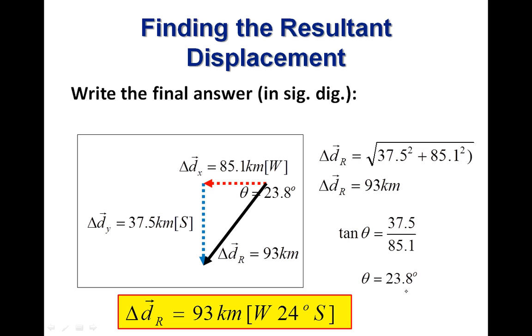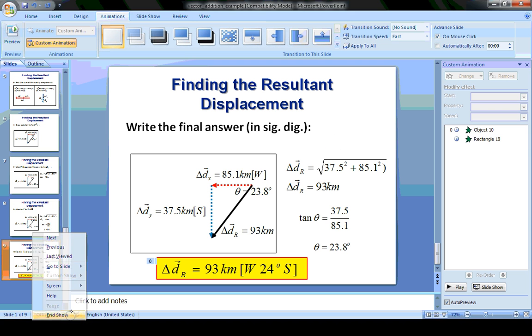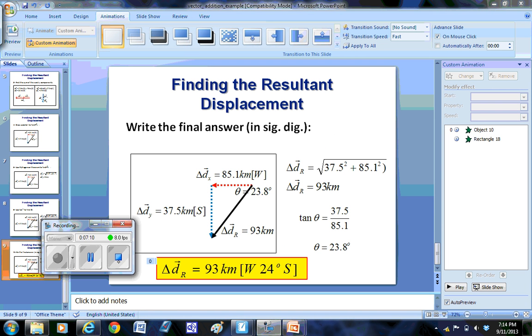So you'll find a similar problem in the workbook. And again, I show you both possible answers. There's two possible answers. The other one would be 93 kilometers south, 66 degrees to the west. Exactly the same, just a different approach. Okay, so that's it. What I'm going to do in the next segment is to actually show you a specific example.